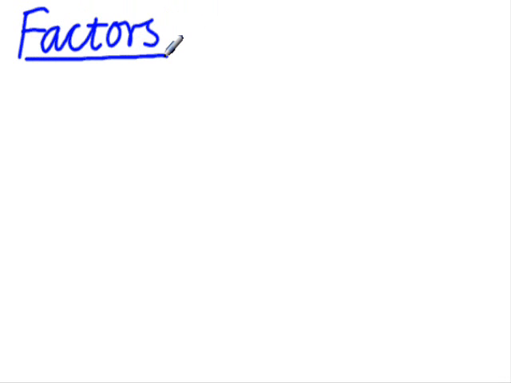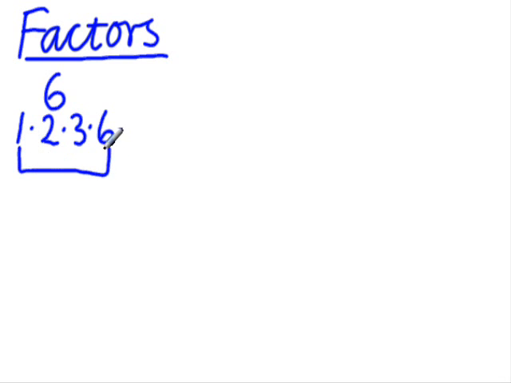When we work with fractions, it's important that we look at factors, the factors of numbers. What are factors? For example, what are the factors of 6? Well, the numbers which divide evenly into 6 are 1, 2, 3, and 6. These are the factors of 6. Each one divides in there evenly. Notice that they're always in pairs. 1 times 6 is 6, and 2 times 3 is 6.